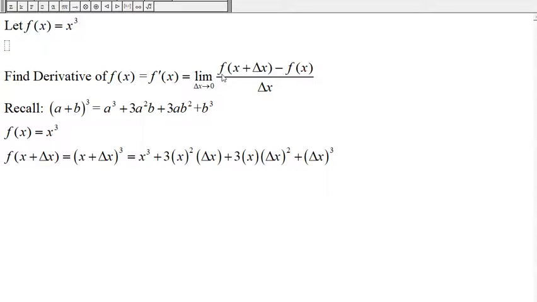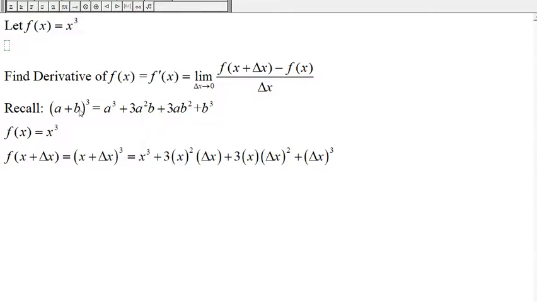And so to get the derivative of f of x, we need to find this part first, f of x plus delta x. Recall that we have the formula from algebra: a plus b to the third is a to the third plus 3a squared times b plus 3a times b squared plus b to the third. And f of x is x to the third, and we want f of x plus delta x. So in the place of x, we have x plus delta x.